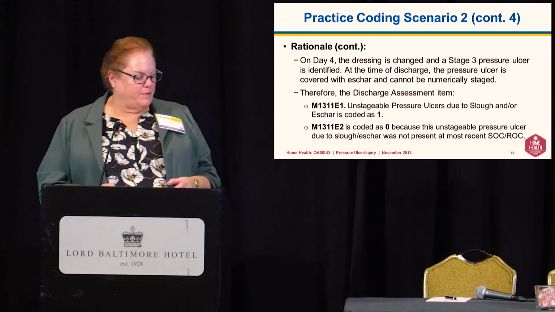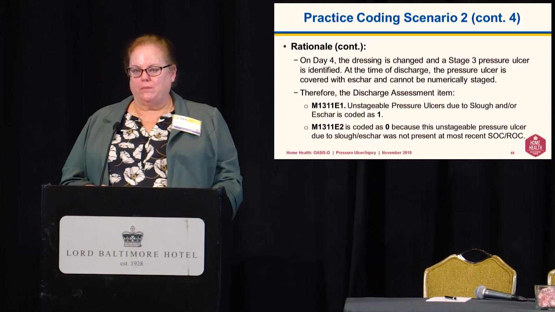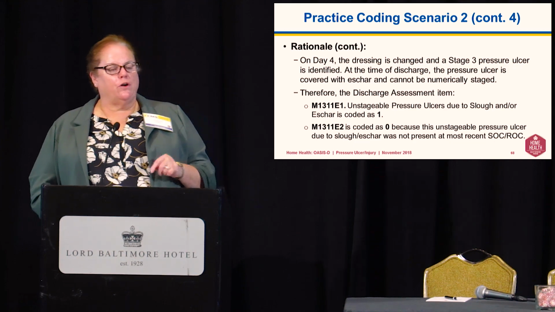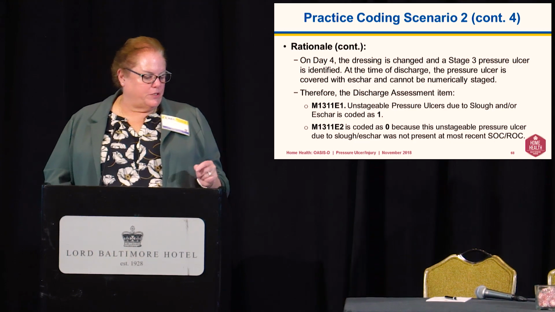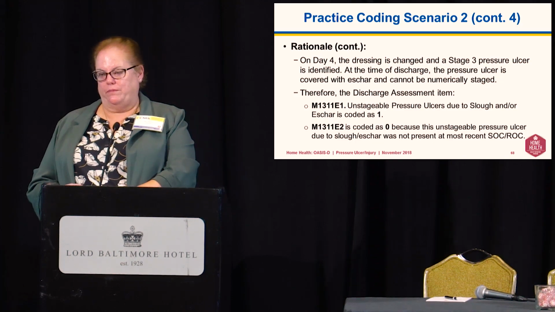So M1311E1, unstageable pressure ulcer due to slough or eschar, is coded as 1, because that's what we're seeing at discharge. And then we ask the question of those unstageable due to slough and eschar, how many were present upon the start of care, and we have 0.